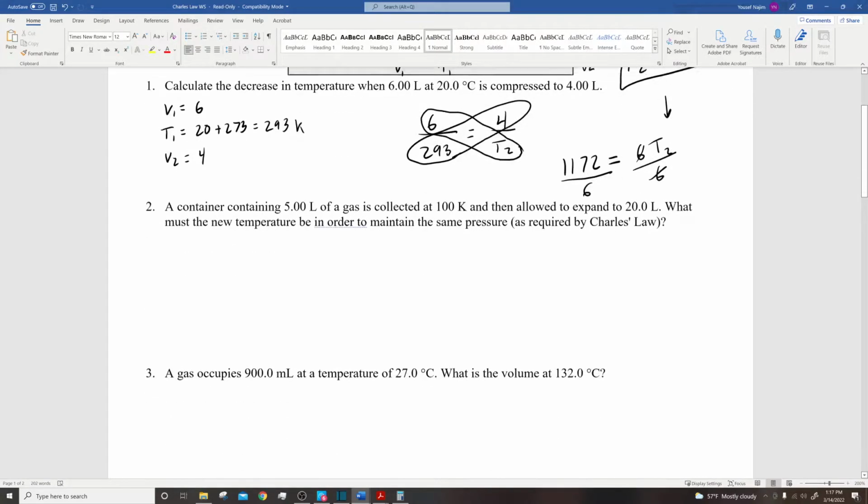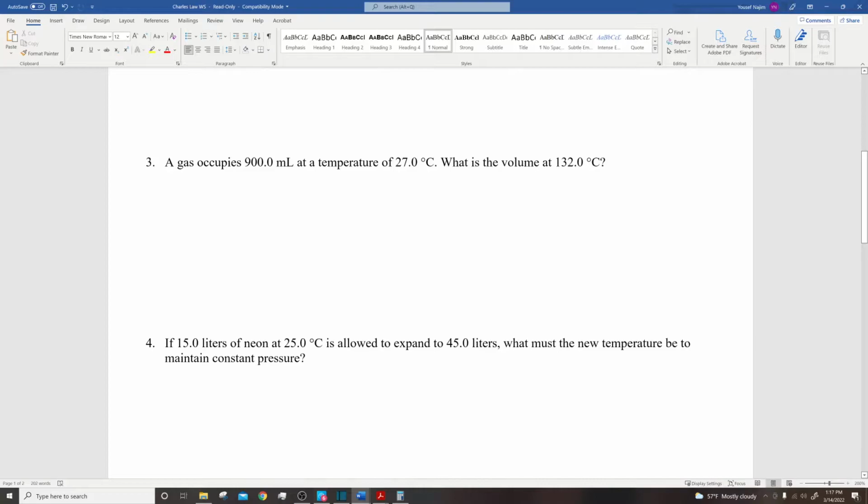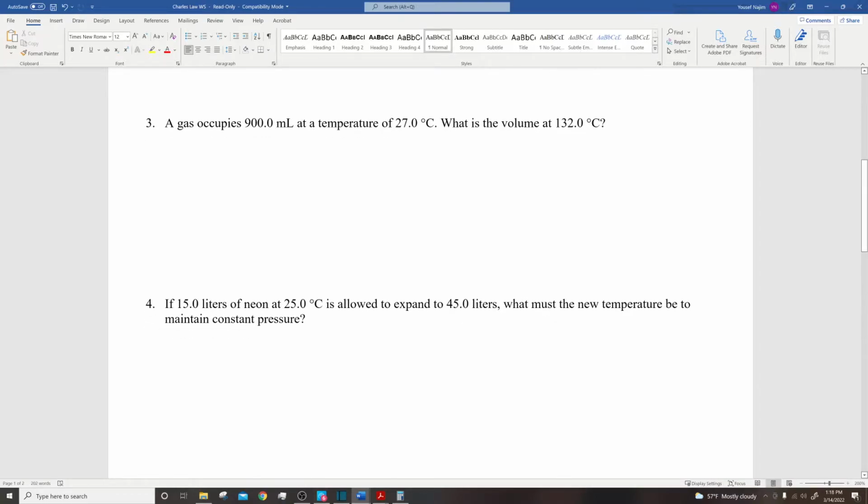All right, let's do another one, this time one with milliliter conversions. So over here, it says a gas occupies 900 milliliters at a temperature of 27 degrees C. So here we got two conversions. This is going to be our V1. This is going to be our T1. What is the volume at 132 C? So this is our T2. So let's go ahead and line up everything we got. So V1 is equal to 900 milliliters. We're going to move our decimal point over 3 spaces. That gives us 0.9 liters.